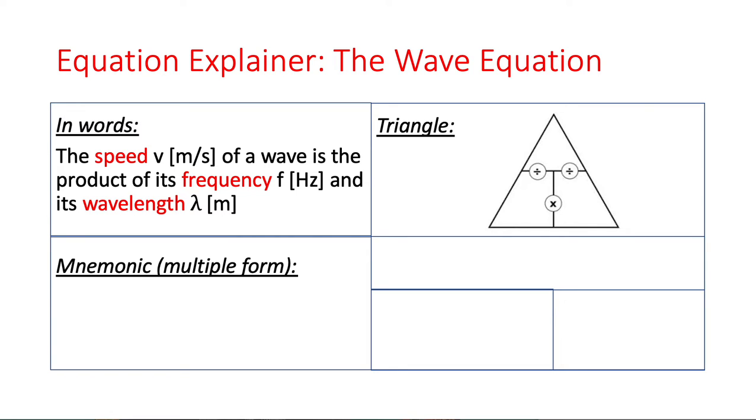Okay, so we'll look at our triangle. If speed is the product, v, we're going to have f on the bottom and lambda on the bottom there as well. We've got v equal to f lambda, and then therefore f equal to v divided by lambda, and lambda equal to v divided by f. So that's our three forms of our equation.